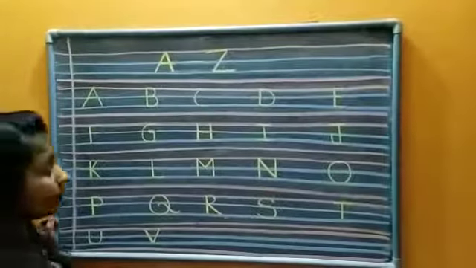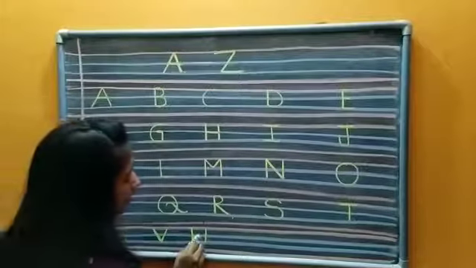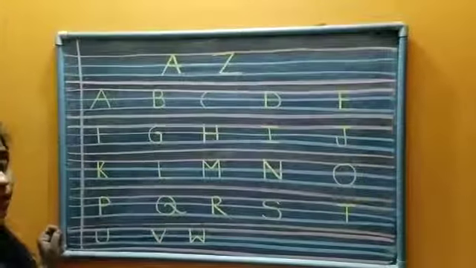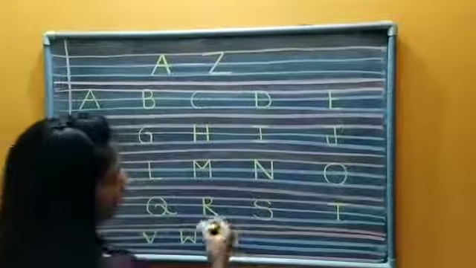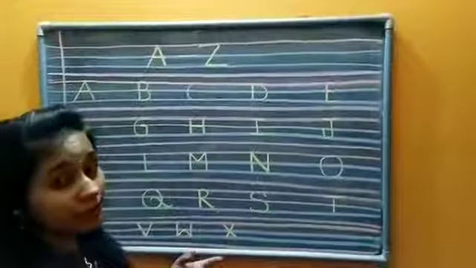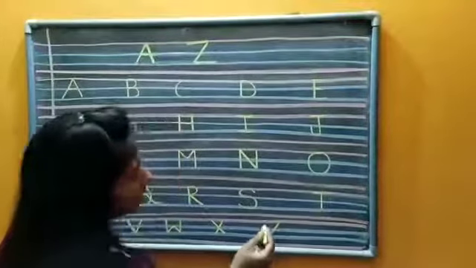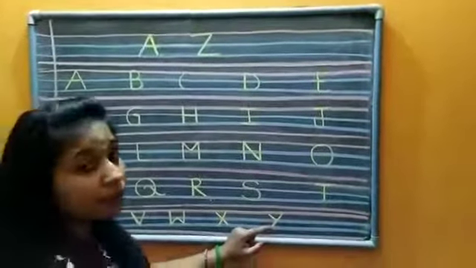Now the time to write W. One standing line, another standing line, put a dot, join it here and from here it is W. Now the time to write X. Okay, with two slanting line, let's complete X. Okay, now the time to write Y. Yes, one slanting line and another slanting line to the upper blue line becomes Y.